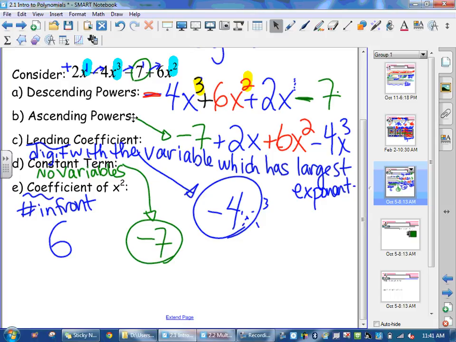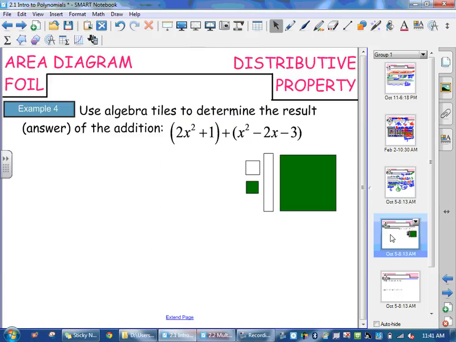Okay, let's move on. Now we're going to do it with algebra tiles. So we've got green and white.